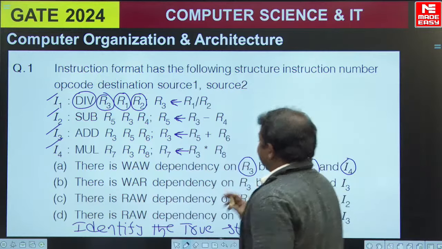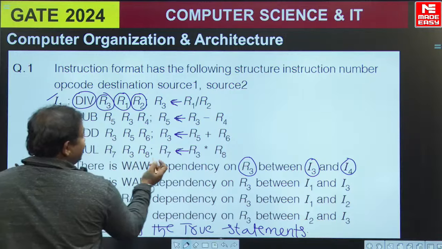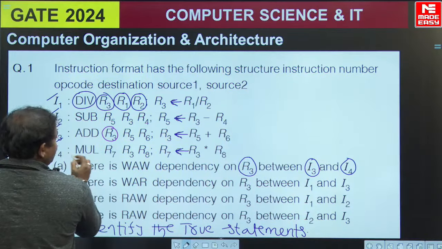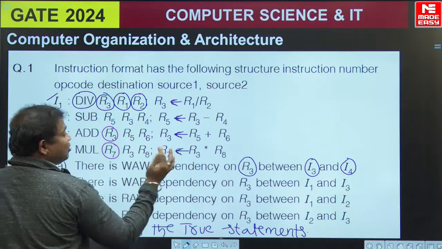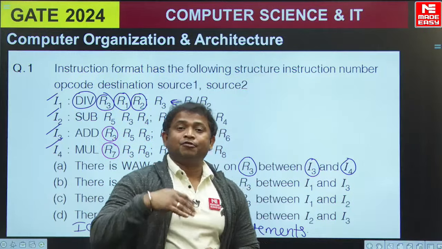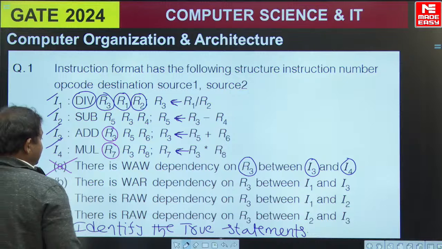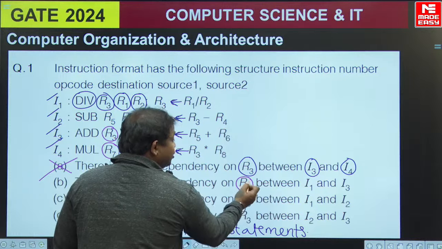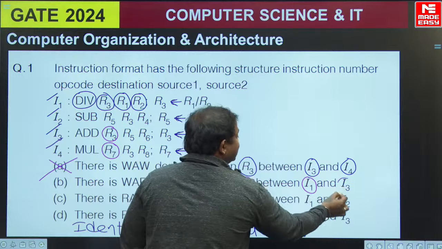But when I see the respective code here, the I3 output register is R4, and the I4 output register is R7. So these two registers are not the same. Therefore, there is no output dependency between I4 and I3, so this statement is false. Next, there is a WAR dependency on R3. We need to find out with respect to register R3 between I1 and I3.